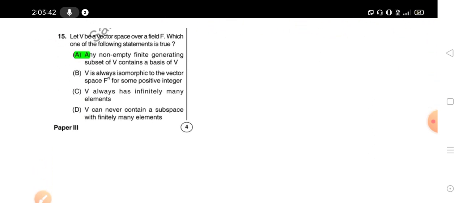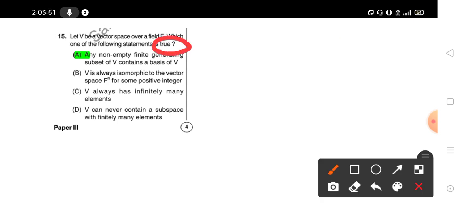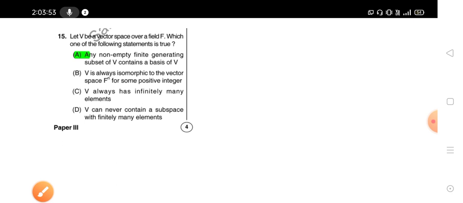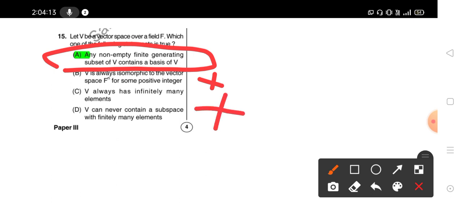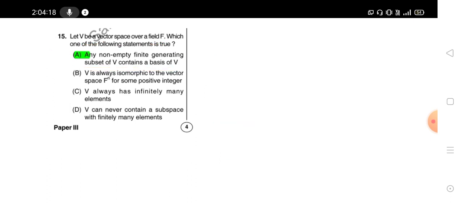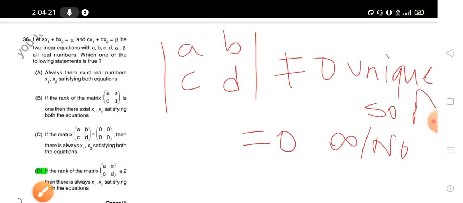Next question: let V be a vector space over a field F, which one of the following statements is true? Any non-empty finite generating subset of V contains a basis of V. This is a correct statement. Next option, V is always isomorphic to the vector space Fn for some positive integer. This is not true. V always has infinitely many elements. This is also not true. V can never contain a subspace with finitely many elements. This is also not correct. Therefore the first answer is correct.